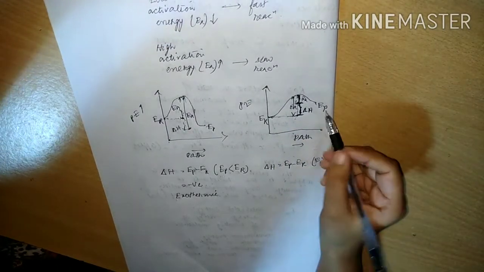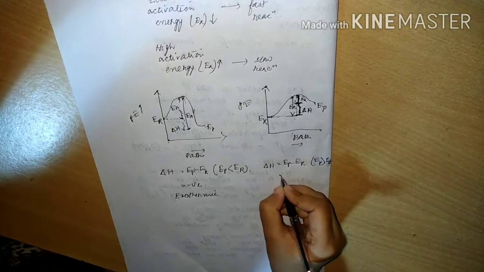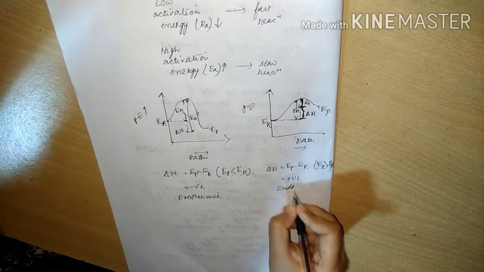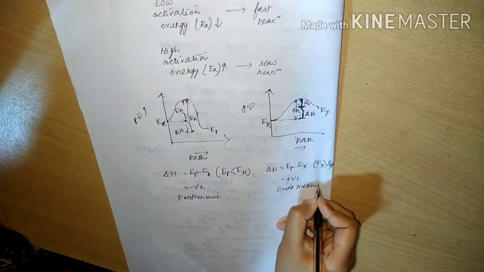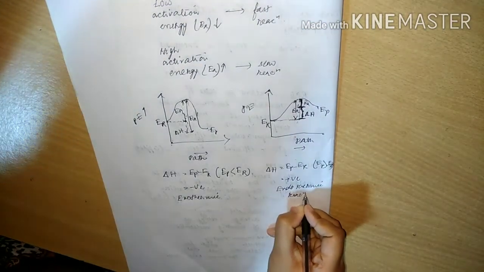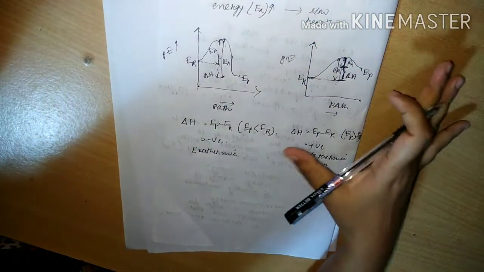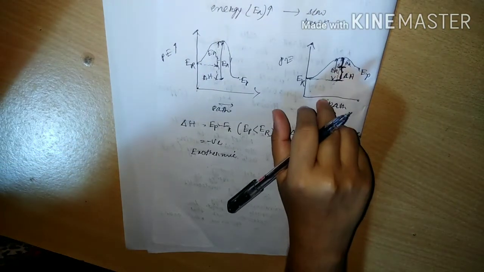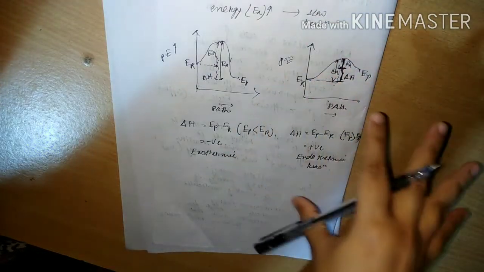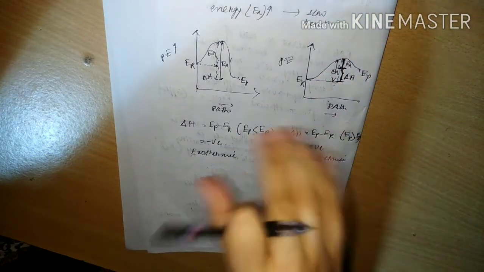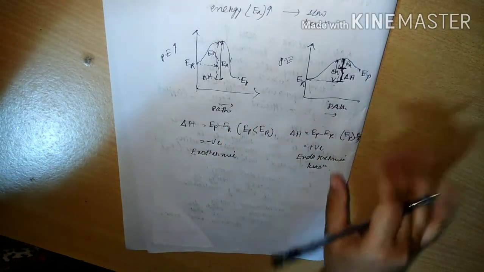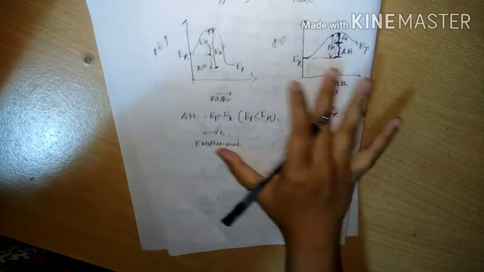So here, EP is greater than ER, so this will be positive. Positive means endothermic reaction. Okay, so this is the concept of activation energy: how activation energy helps, how it differs along with the energy of the product and reactant, what the path will be, what the activation energy will be, what the del H of the reaction will be. So this is the overall view.